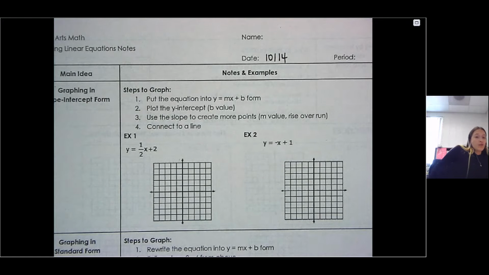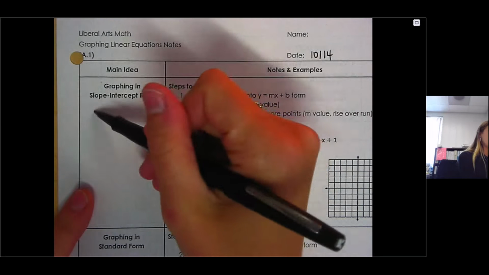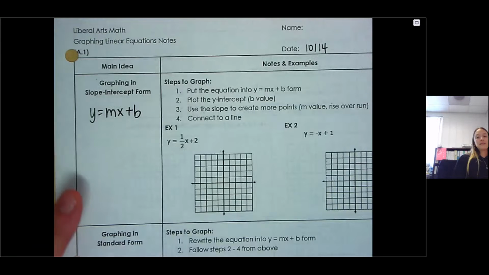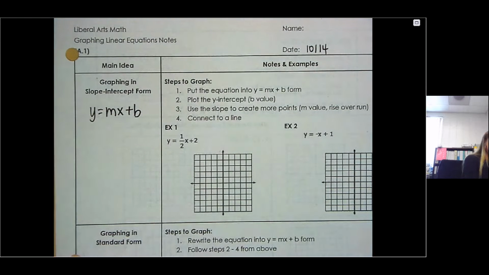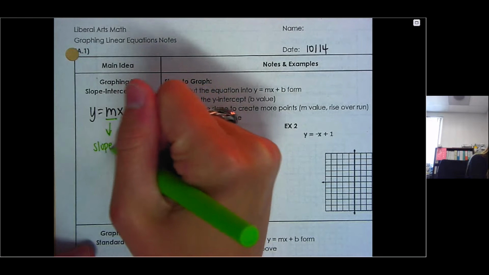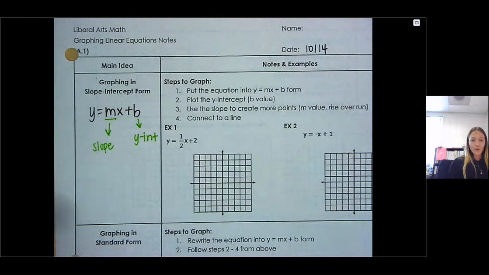The first section says graphing in slope-intercept form. Who remembers what slope-intercept form is? Yes, y equals mx plus b. What does the m stand for? Slope. Good. What does the b stand for? Y-intercept. Good, hence why it's called slope-intercept form.